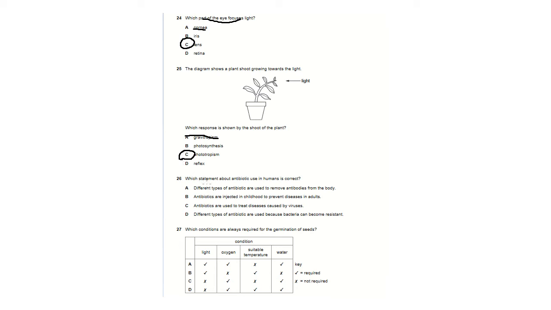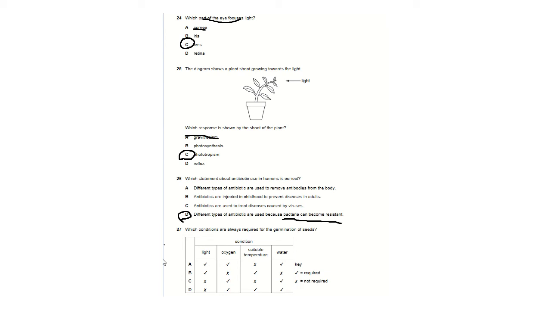26 asks which statement about antibiotic use in humans is correct. Well, A says that different types of antibiotics are used to remove antibodies from the body. This has nothing to do with antibiotics. B says antibiotics are injected in childhood to prevent disease in adults. It doesn't work that way. That's not how the immune system works. Antibiotics are used to treat diseases caused by virus. Well, antibiotics only work against bacteria, so the only possible right one is D. Different types of antibiotics are used because bacteria can become resistant, which is true.